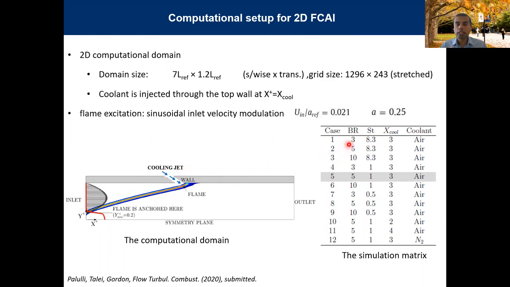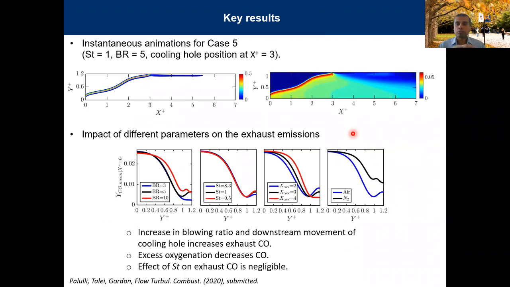We also looked at the impact of what we call blowing ratio. So basically, what happens if you blow harder into the flame? If you increase the mass flow rate of the coolant, what would be the impact of that on the flame dynamics and also CO emissions? So we don't have time to talk about all of the results of that study, but I just want to highlight one of the key findings here. And that's the impact of blowing ratio. So if you blow harder into the flame, what will happen?